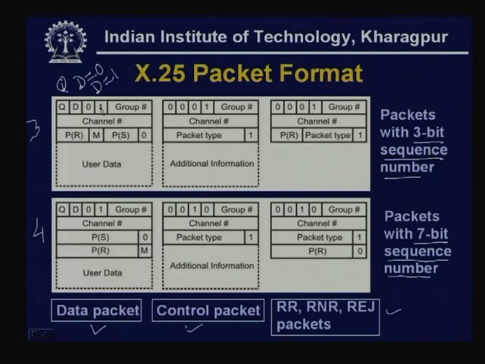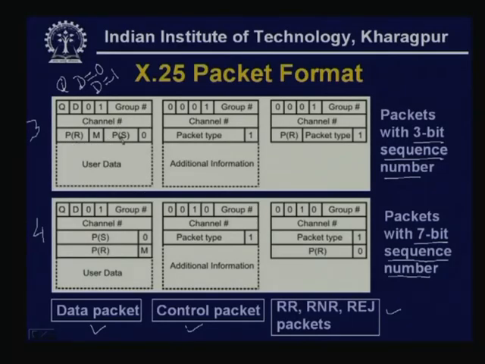Essentially the 01 or 10 are used to differentiate between the frame sizes, whether it uses a 3-bit sequence or a 7-bit sequence. Then the 12-bit number comprises two parts, group number and channel number, and these two together form the LCN, the logical channel number, which is used to form a number of virtual circuits.